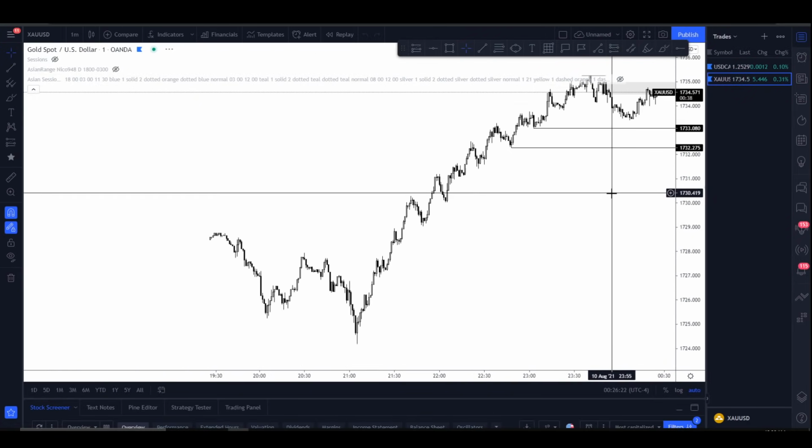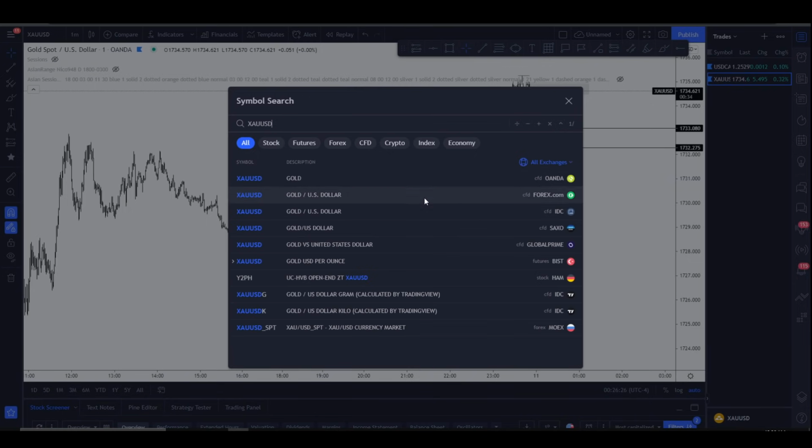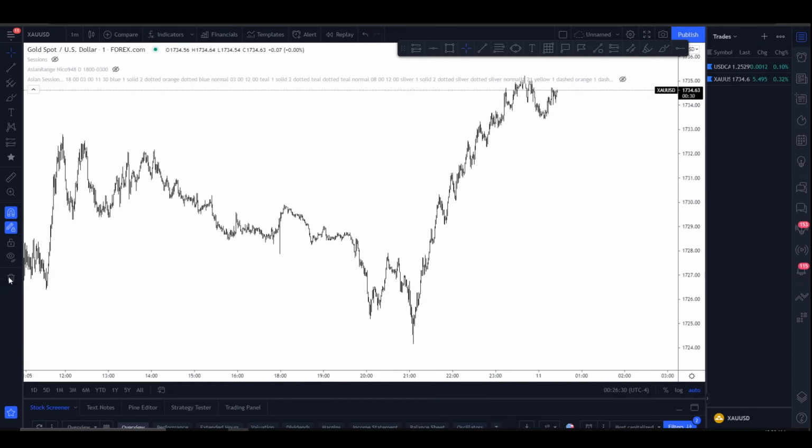All right, boom. So let's look at the 1 minute right now. I was just messing around with the XAU USD. Let's go to like this. All right, definitely not. No way. I hate that. Really ugly.